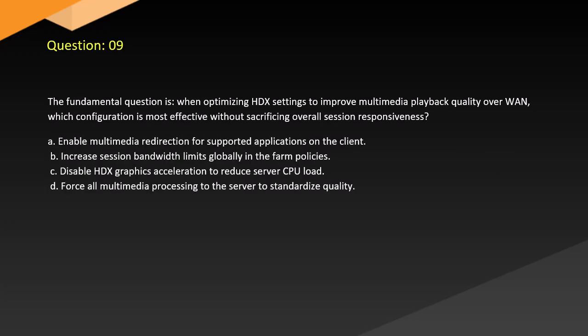Question 9. The fundamental question is, when optimizing HDX settings to improve multimedia playback quality over WAN, which configuration is most effective without sacrificing overall session responsiveness? A. Enable multimedia redirection for supported applications on the client. B. Increase session bandwidth limits globally in the farm policies. C. Disable HDX graphics acceleration to reduce server GPU load. D. Force all multimedia processing to the server to standardize quality.